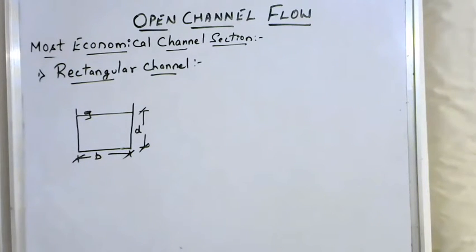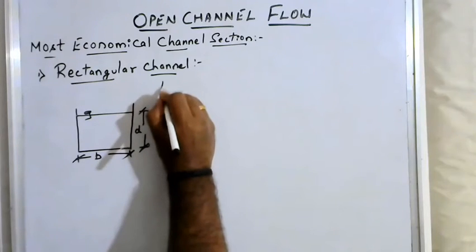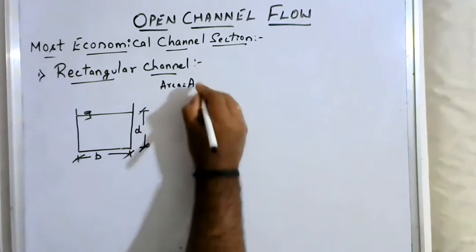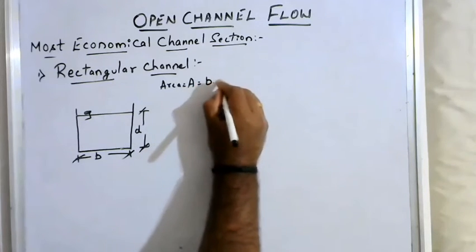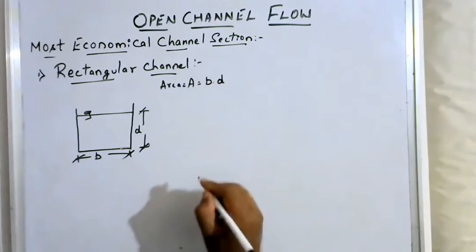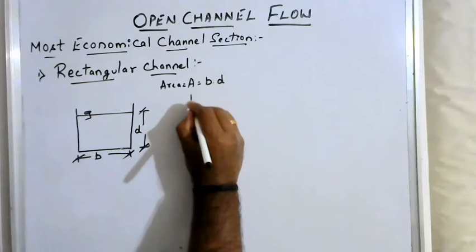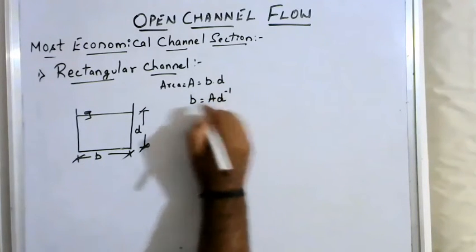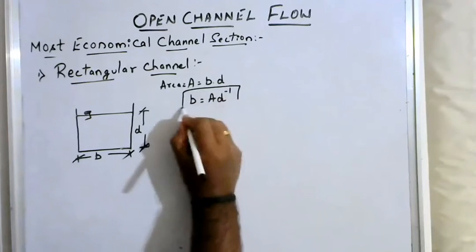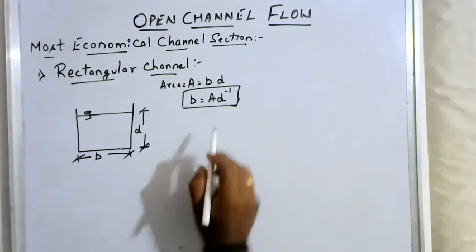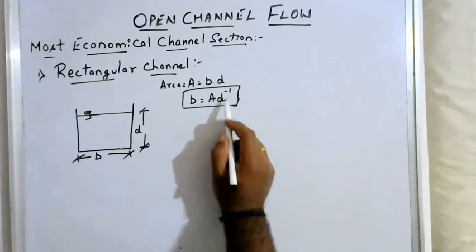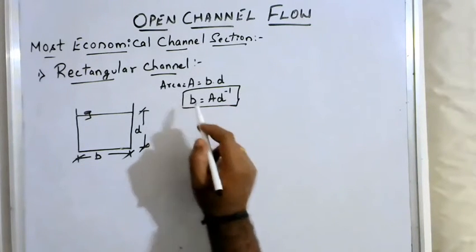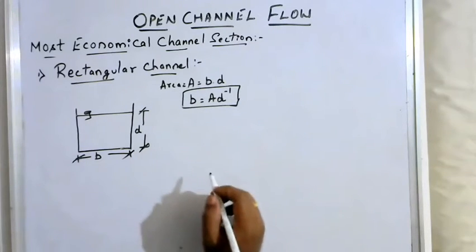Okay, so now I'll write what is the area. Area, I'll represent as capital A, is equal to length into what? Depth, that is b into d. From this, I can write b is equal to A into d power minus 1. Why do I use d power minus 1? Because d goes from the denominator to the numerator, it becomes d power minus 1.